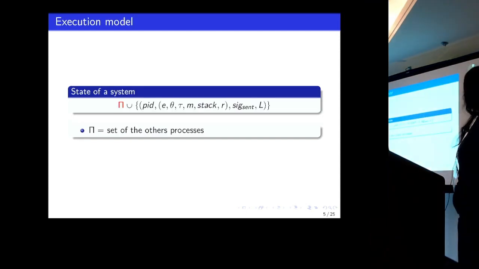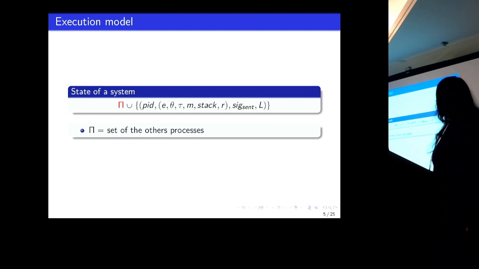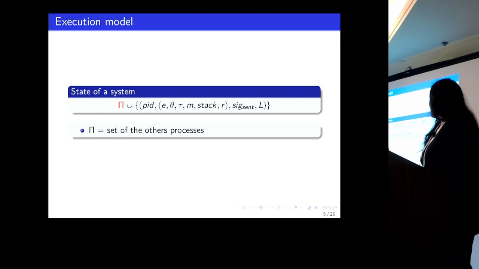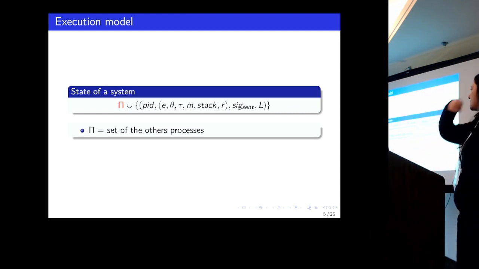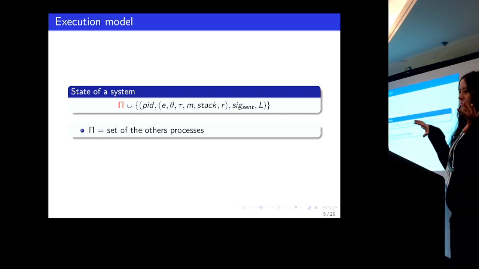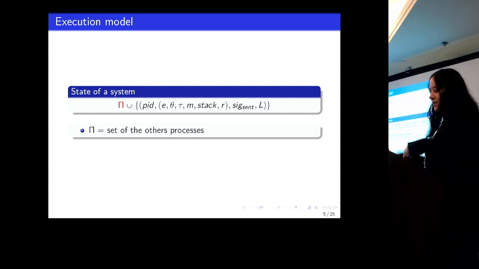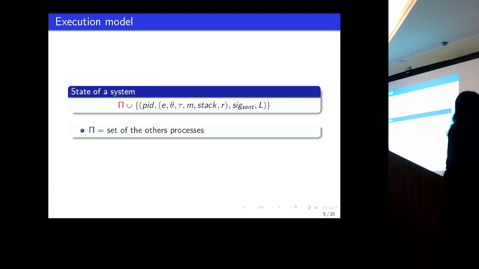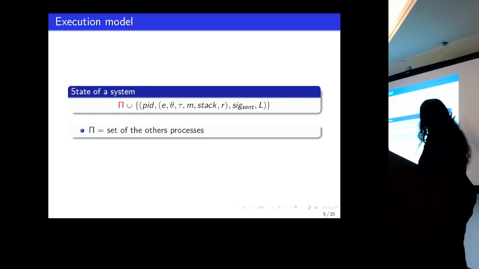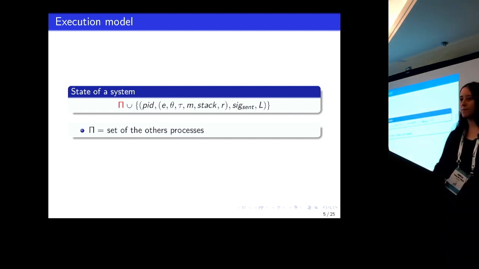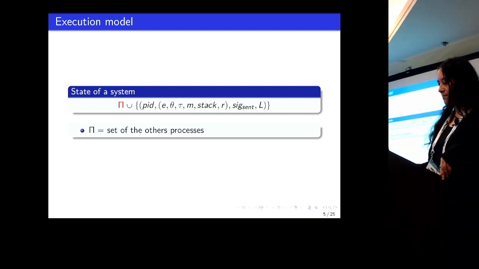So now the execution model. In our model, the state of a system is the set of the states of the processes which are in the system. Here we are writing in full the state of the processes we are focusing on, and in the big pie we are putting all the states of the other processes.